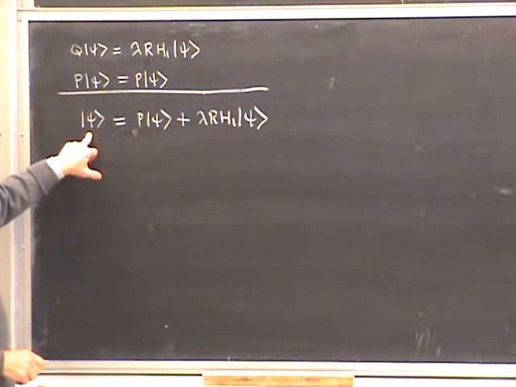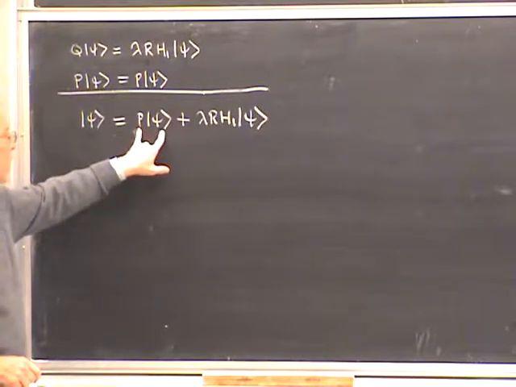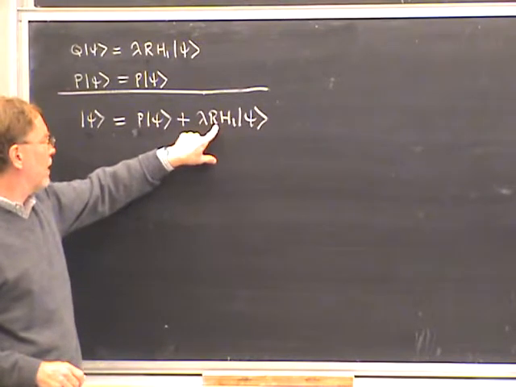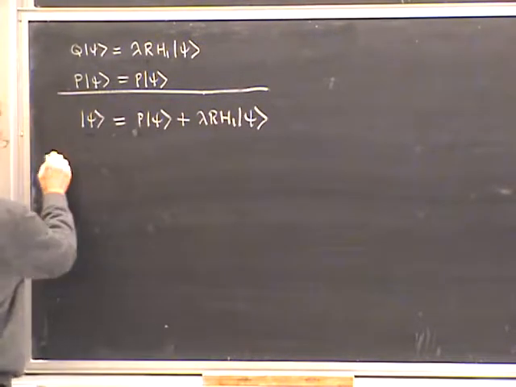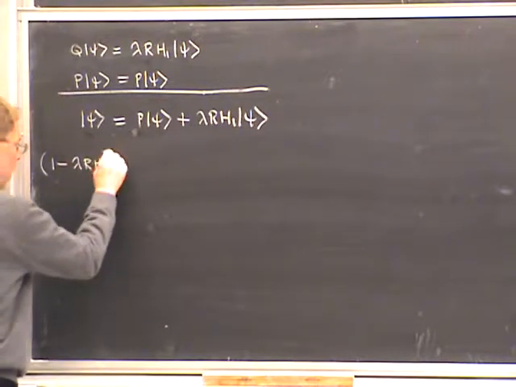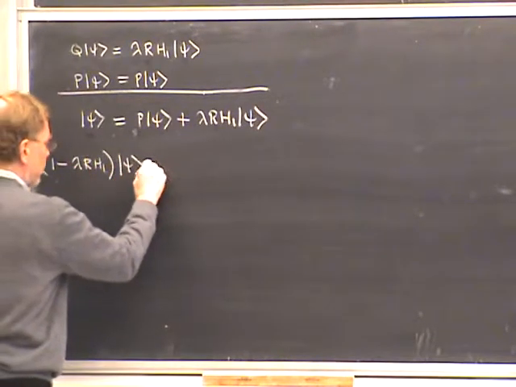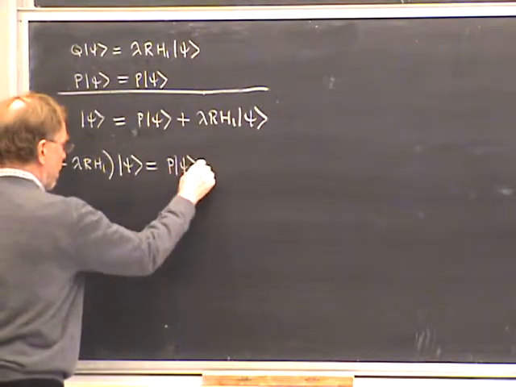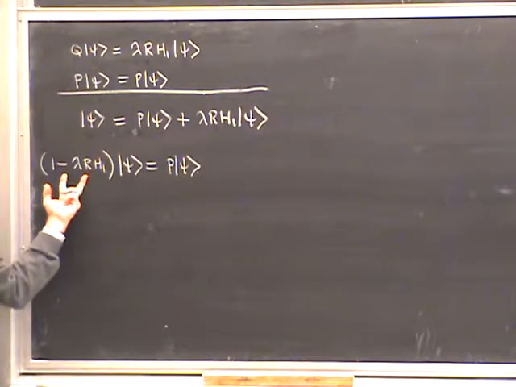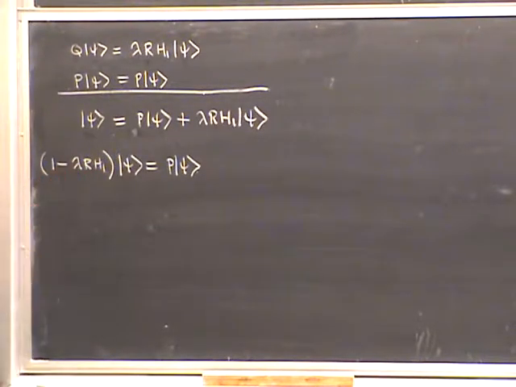This equation can be solved explicitly for the total psi in terms of P psi in the following way. We bring this order lambda term over to the left-hand side, and write it this way. It's 1 minus lambda R H1 applied to psi is equal to P psi. Okay? And then in a moment I'm going to divide by this operator, it will generate a series. And that's going to be the basic series for perturbation theory.